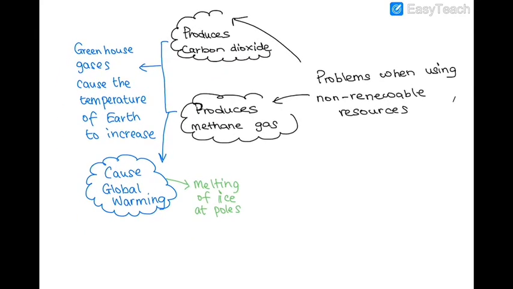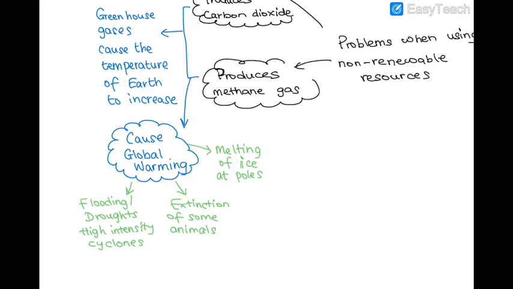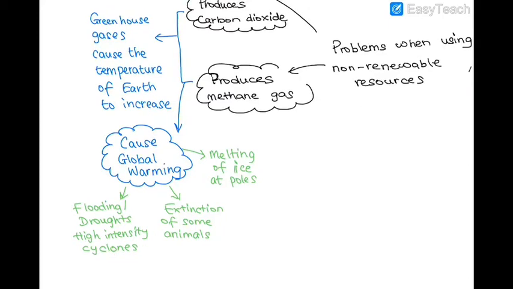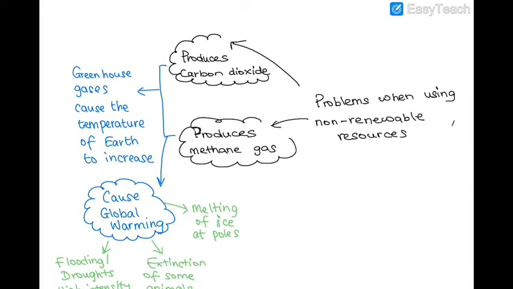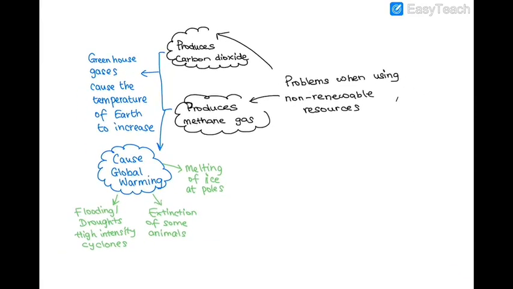It can also cause the extinction of some animals, as well as very rigorous climate changes. This includes flooding, droughts, high intensity cyclones. So the gases that are produced by the non-renewable resources cause global warming. That's the first problem due to non-renewable resources. Let's see the second problem.